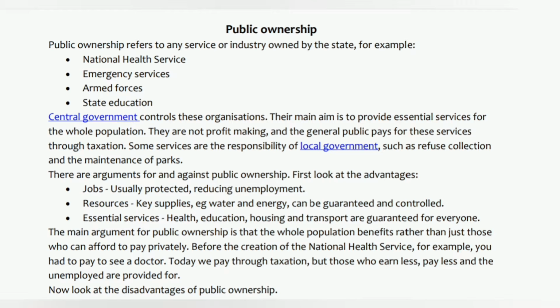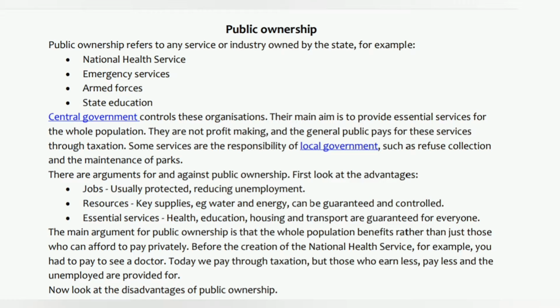Public ownership refers to any service or industry owned by the state. For example, National Health Service, Emergency Services, Armed Forces, State Education. Central government controls these organizations. Their main aim is to provide essential services for the whole population. They are not profit-making, and the general public pays for these services through taxation.